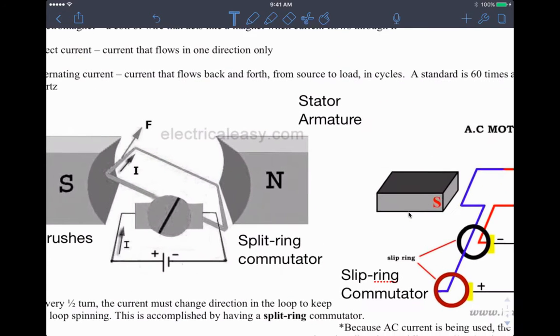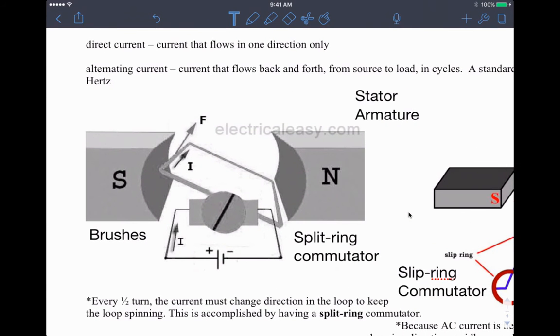We need to know the parts of a simple electric motor, and I've already labeled them here for you, but we'll just maybe connect some arrows. The stator is the permanent part of the electric motor. So it's the part that doesn't move. Hence, the stator is like stationary. And we'll look at the DC motor first. So we have a north and south pole here for a magnet, and that's the stator.